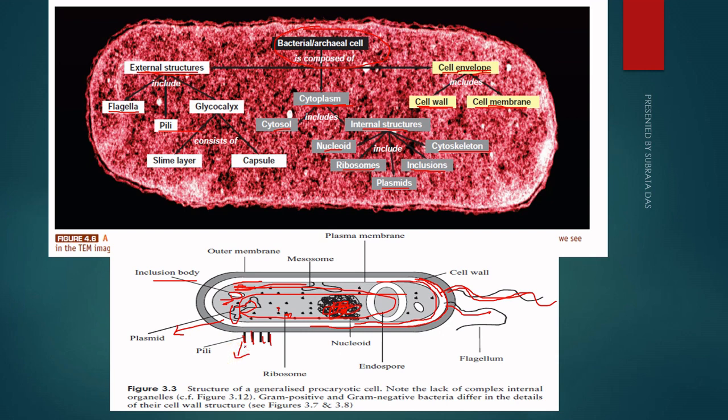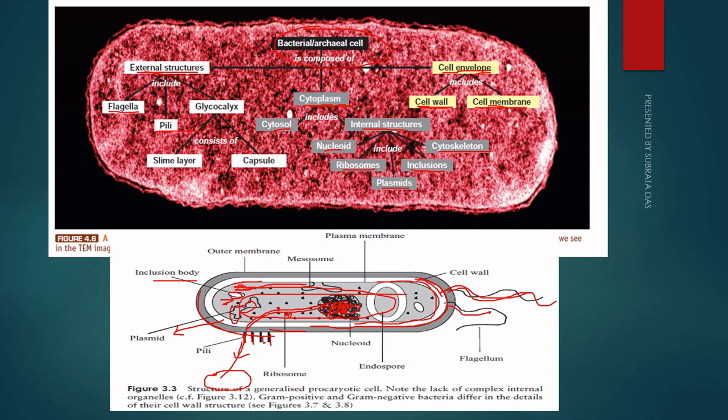Pili help the bacteria in bacterial mating, where bacterial DNA, the genetic material, can be transferred from one bacterium to another. Suppose this is a bacterium and this one is another bacterium. In some bacteria the genetic material, that is DNA, can be transferred from one bacterium through pili to another bacterium. Pili also help in attachment to other bacteria or surfaces. So this is the role of pili.